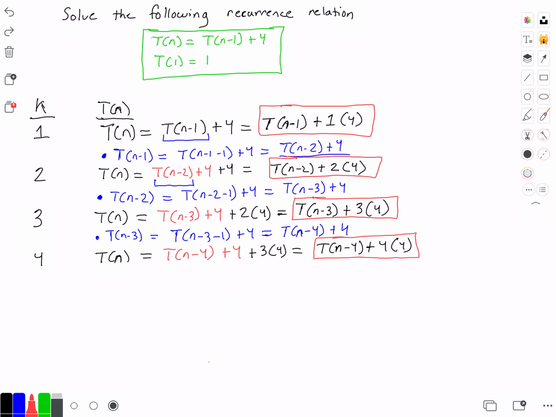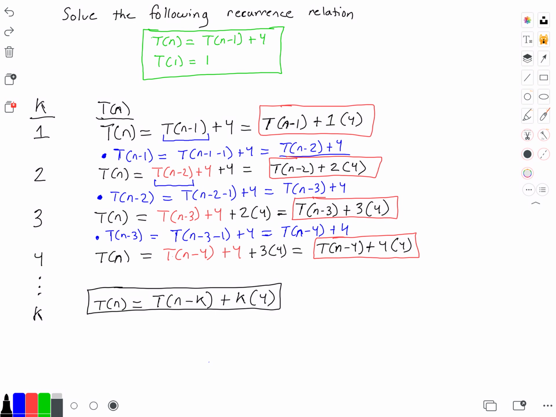Okay, so now I know the general form. I'm going to put a few dots here. For some iteration value k, the general form is T of n is equal to T of n minus k plus k times 4. All right, so that's our general form. I'm just going to put this in its own little rectangle because it is important.